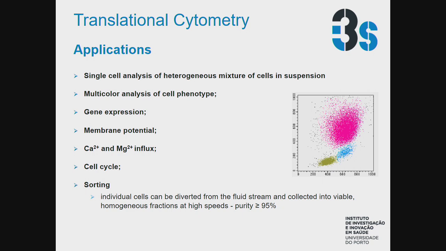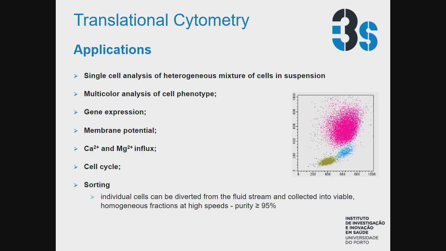We can do single cell analysis of heterogeneous mixtures of cells in suspension. That is one of the first things that we can see already when we pass a sample. We see dot plots in which each dot is a cell. And we can already see by size, so size against granularity, if our sample is heterogeneous or not by size.